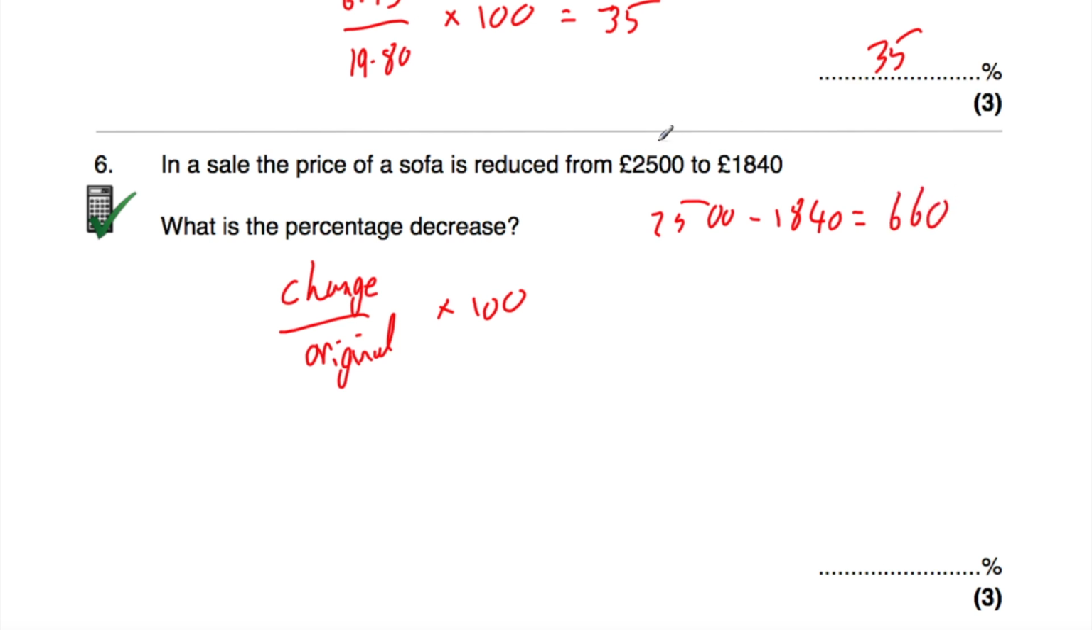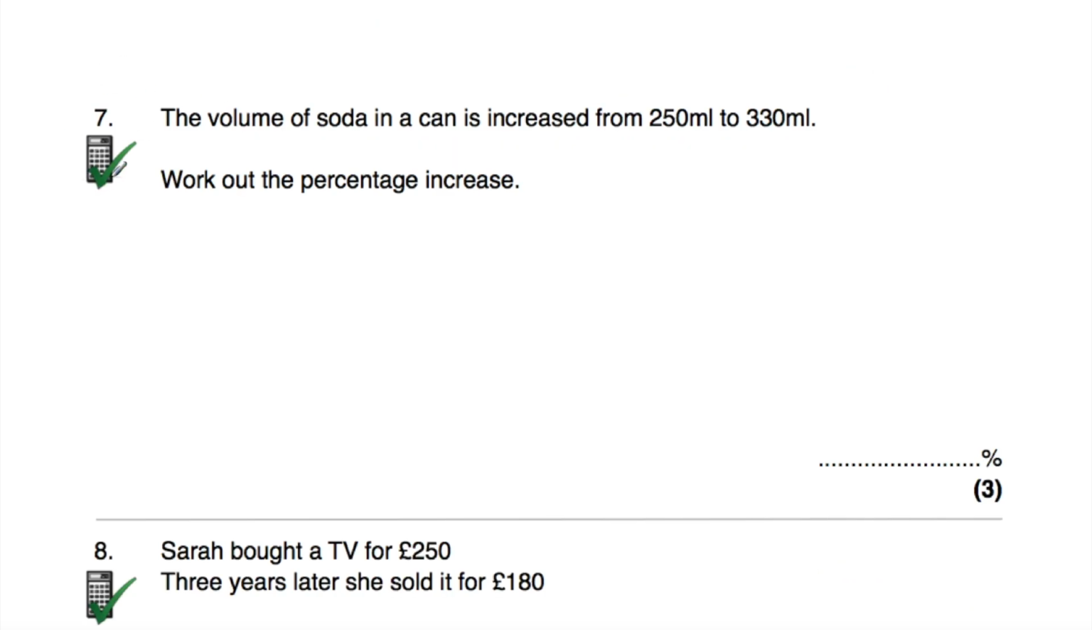So 2,500 subtract 1,840 is equal to £660. So that means the change in value is £660. It goes down by £660. So the change, what it goes down by, is 660, divided by the original, which is 2,500, and then we're going to times by 100. And it's a calculator question, so we can just type in 660 over 2,500 times 100. And when we do that, we get an answer of 26.4. So that means there's a 26.4% decrease in the value of the sofa. And that's it.